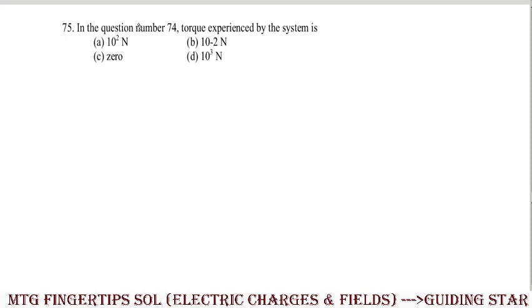Next, in question number 75, what is it saying, it is a connected question. In question number 74, torque experienced by the system is. So torque, we know the formula for torque is tau is equal to p bar cross E bar, that means p E sine theta n cap. So magnitude wise, this value of torque is nothing but p E sine theta. So here in this particular case, theta is the angle between the dipole moment and electric field.